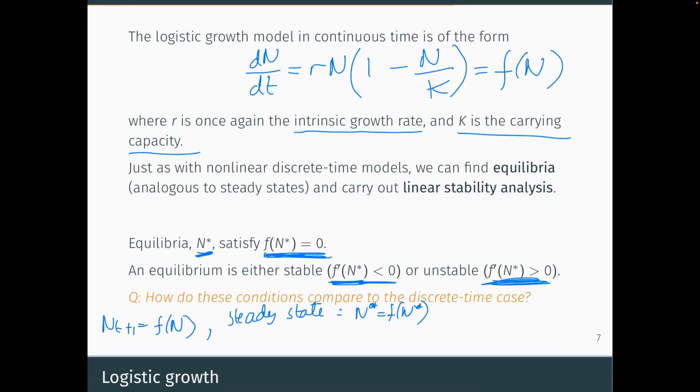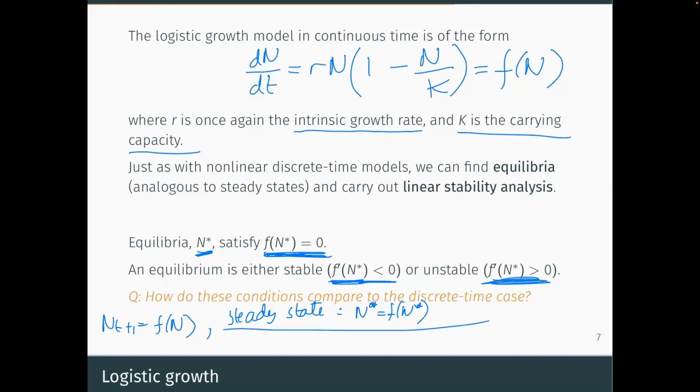If we think about how this compares to the discrete time case, we can write the conditions in a slightly different way to what we had before. We said it was stable if the derivative of our growth function evaluated at our steady state, we take the absolute value of that, if that's less than 1, then it was stable. If it was greater than 1, then it was unstable.